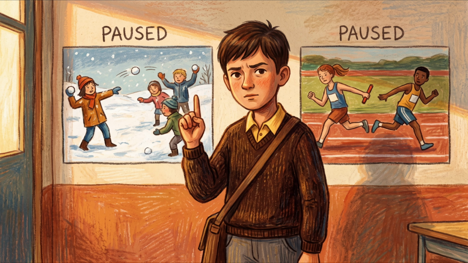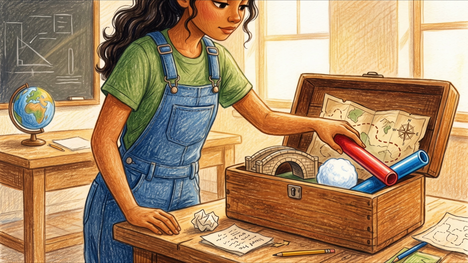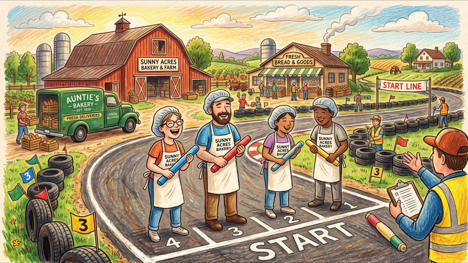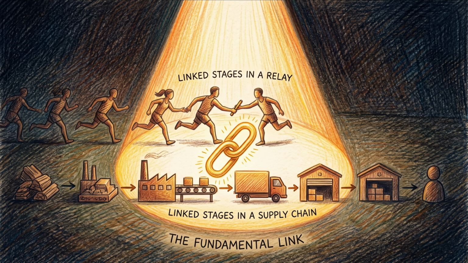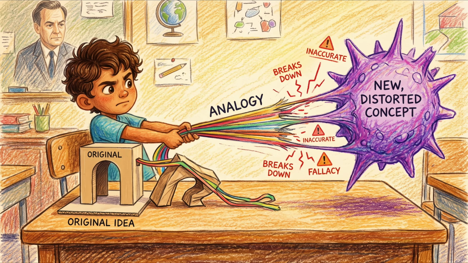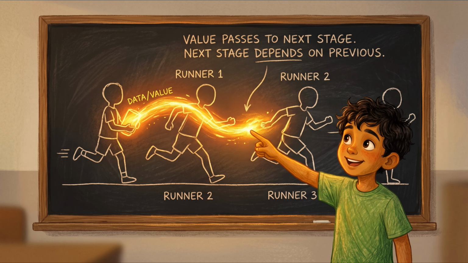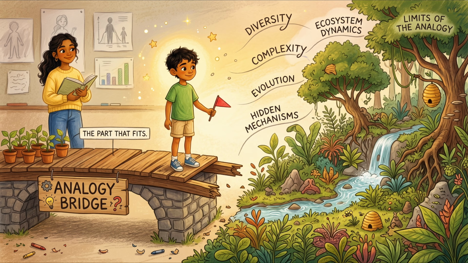But remember this: an analogy is a tool. It is not the full truth. A supply chain is not literally a relay race. Money is not literally a snowball. A good analogy explains one important relationship. A bad analogy gets stretched until it becomes misleading. So always ask, how does this analogy help, and where does it stop working?